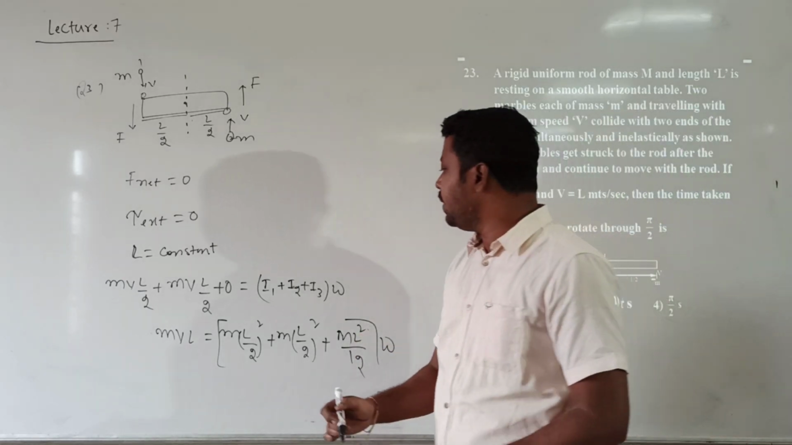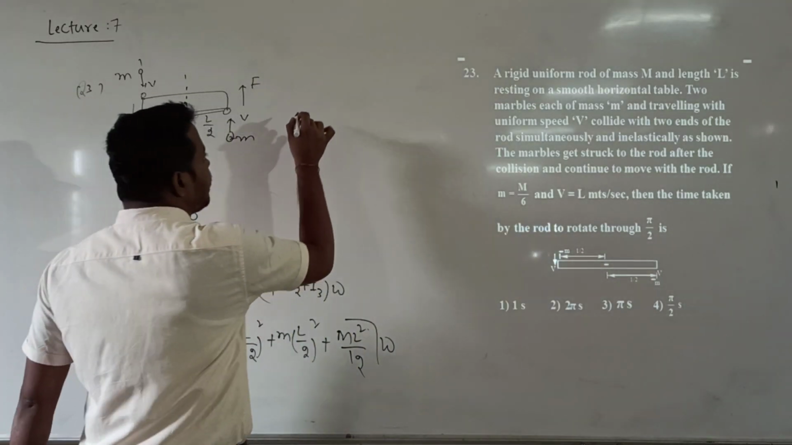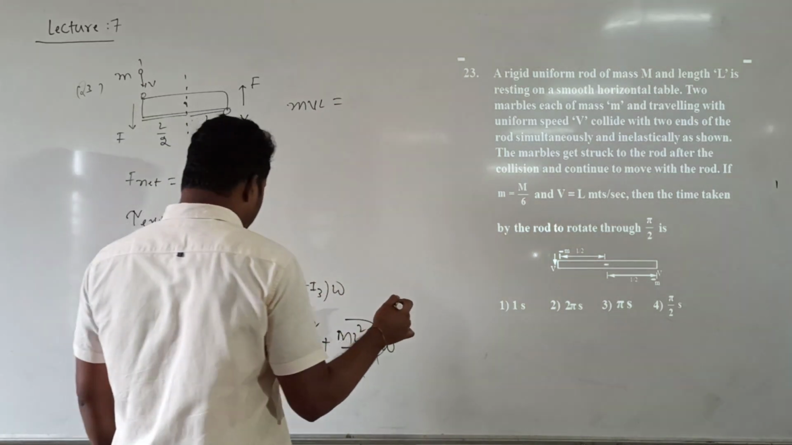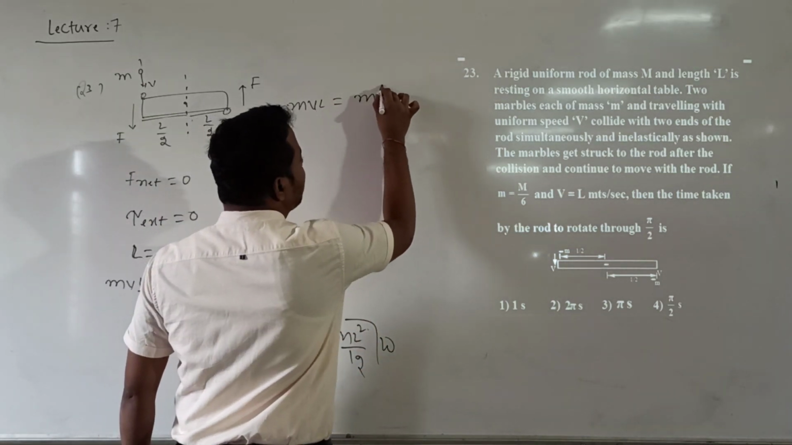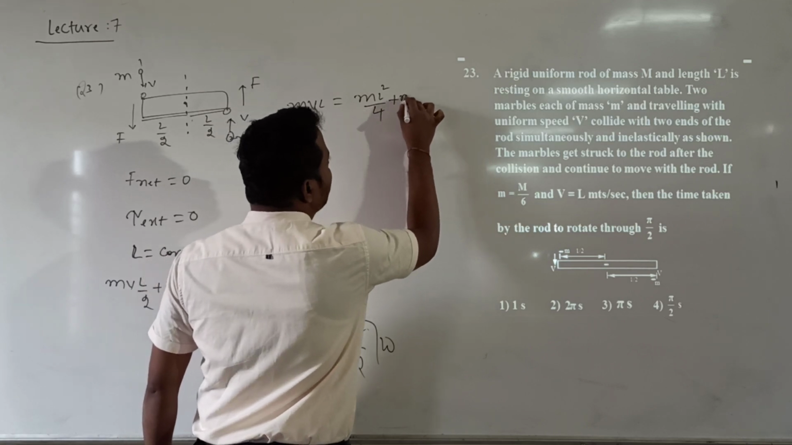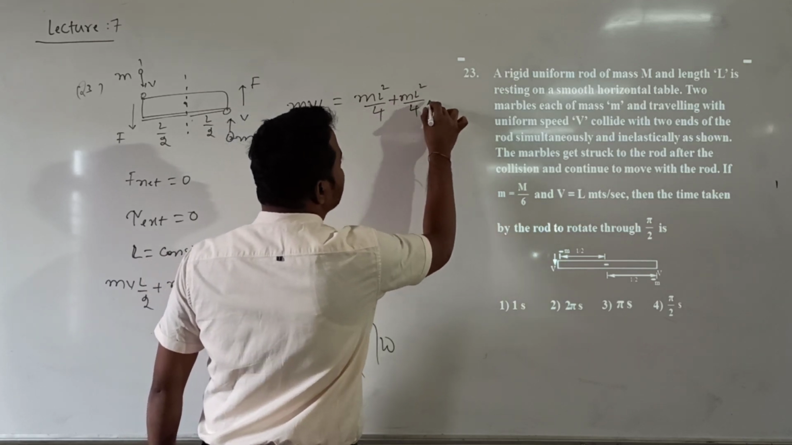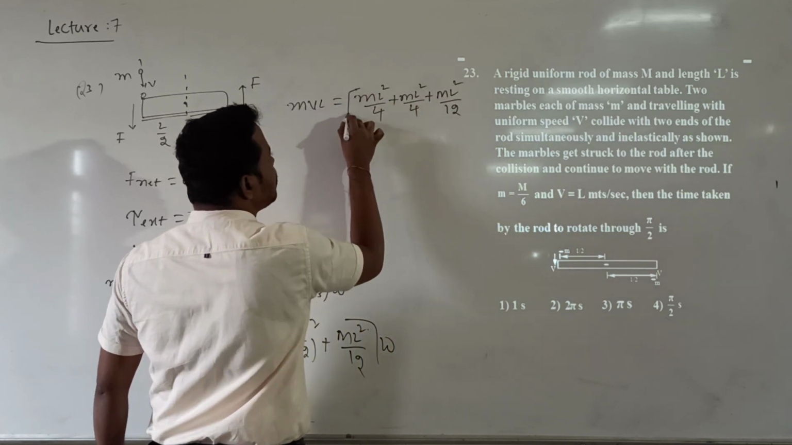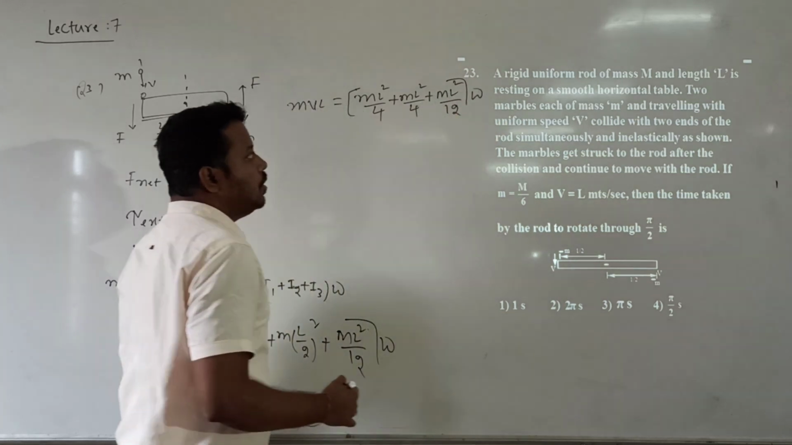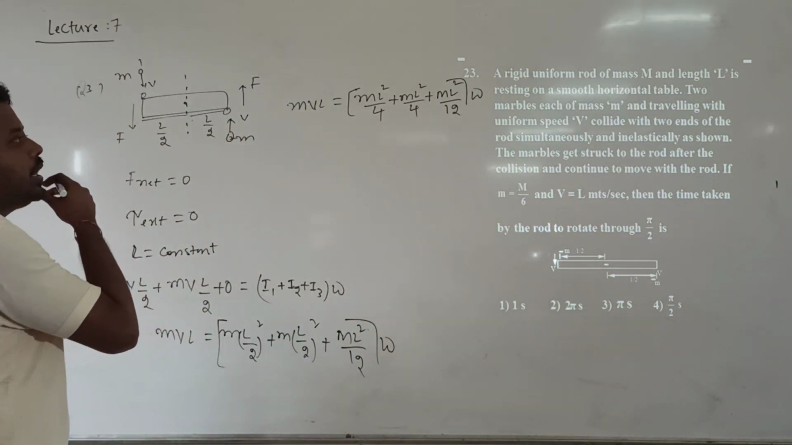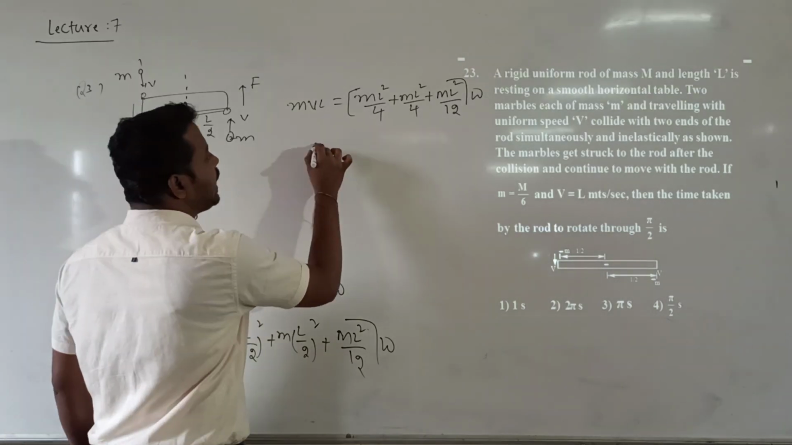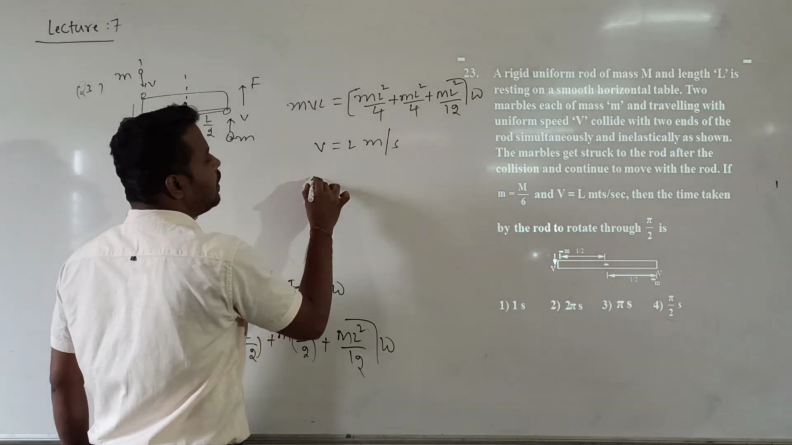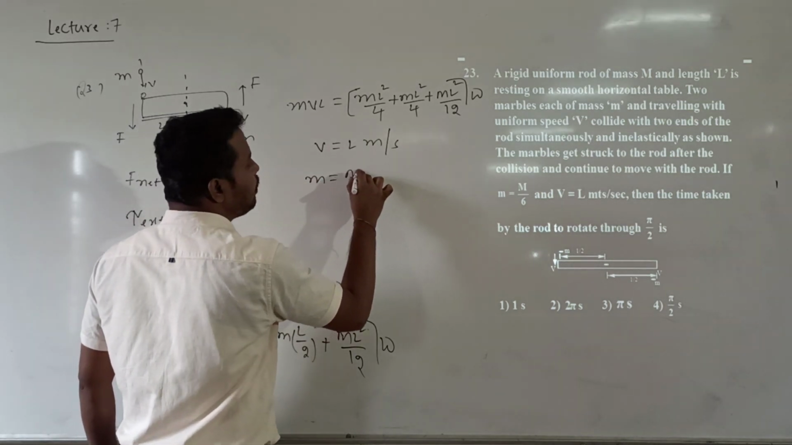Correct? Then tell me what we'll get, which is equal to small m into v into L. This will be equal to ML square by 4 plus ML square by 4 plus capital M into L square divided by 12 into omega. So I want to calculate the value of omega. There, the given condition is V value is equal to L meter per second, and also given small m value is equal to capital M by 6.